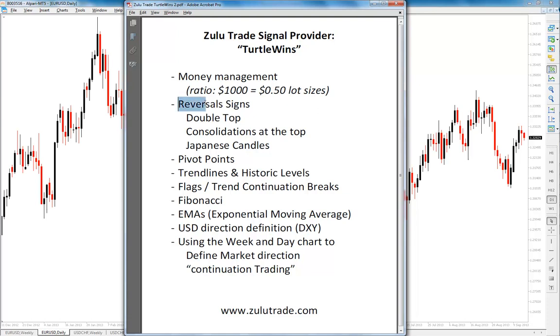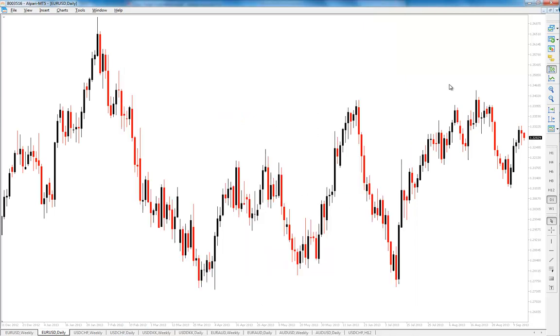So here we're going to be covering some of the reversal signs to look out for, what I mean by pivot points, trend lines and historic levels, flags or trend continuation breaks, a little bit on Fibonacci, exponential moving averages, trying to define what the US dollar direction is, and using the week and day chart to define market direction, what I would classify as the trend direction or new trend direction, and continuation trading or trend break trading in line with that direction. So let's just quickly start.